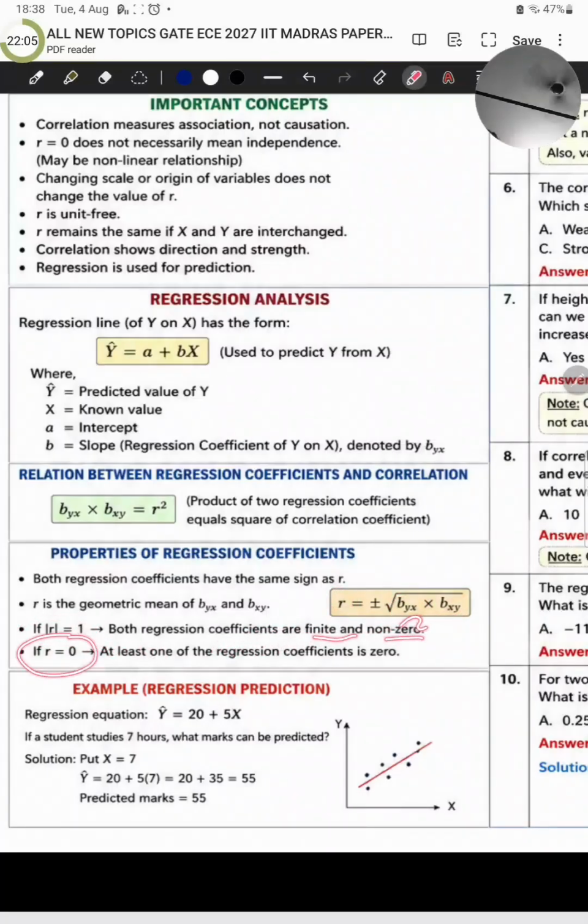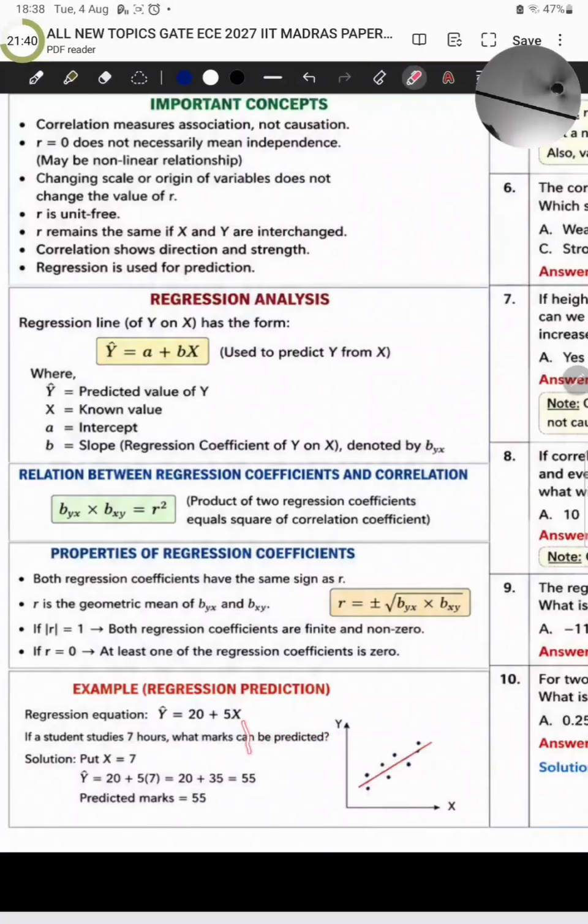If r equals 0, then at least one of the regression coefficients should be 0. Now, an example of regression prediction. The regression equation is y cap equals 20 plus 5x. If a student studies 7 hours, what marks can be predicted?